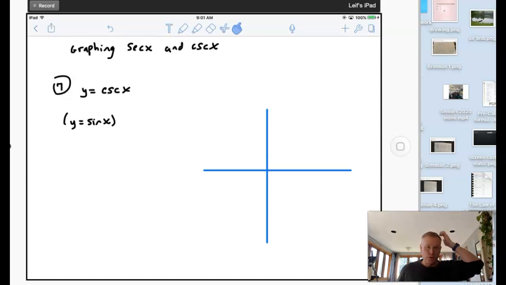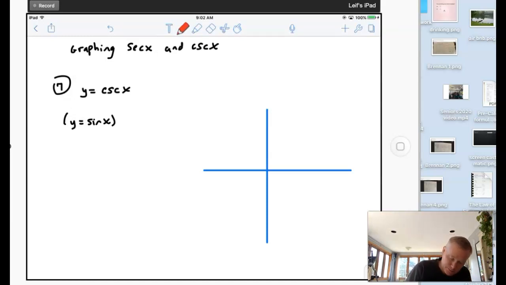So when we do this, we're going to start out the same as graphing sine and cosine. So a reminder that cosecant and sine are inverse functions, so those go together. Cosine and secant are inverses, so those go together. So up here I see y equals the cosecant of x, which means I'm actually going to start by graphing y equals the sine of x, okay?